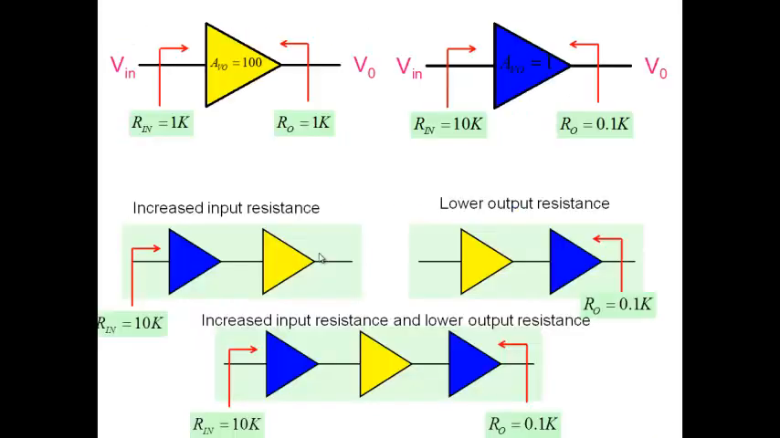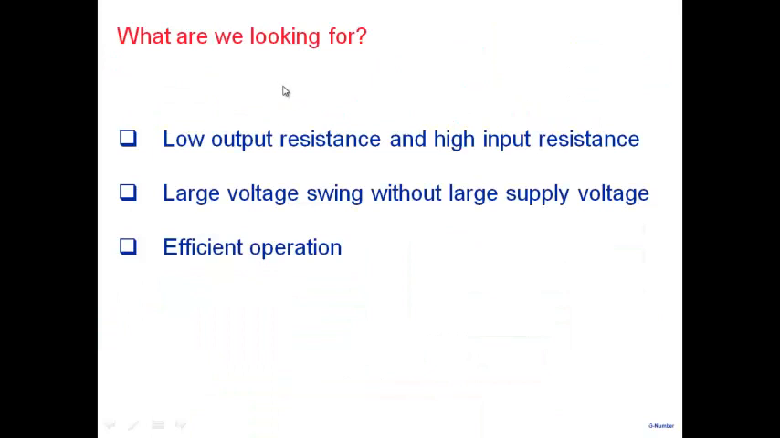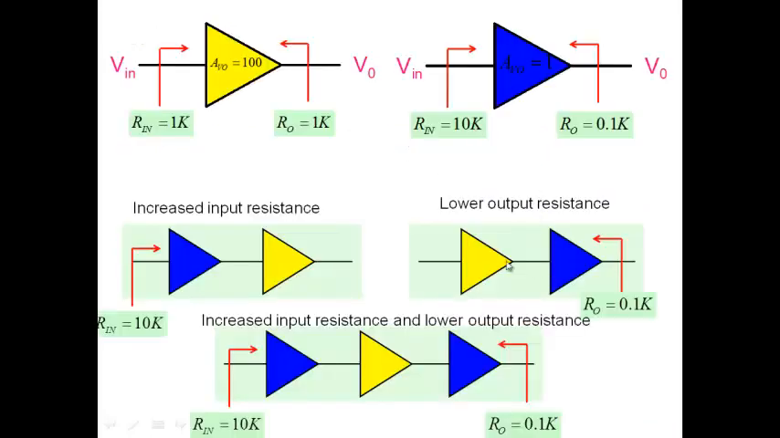All right. So we see that a stage like this is useful here. Even though its gain may be 1, its input resistance is high and output resistance is low. So we are looking for an amplifier which will give us this kind of characteristics, because we have just seen how useful such an amplifier can be. Okay. So what are we looking for? Low output resistance, high input resistance. The other thing that we are looking for is large voltage swing without requiring very large supply voltage, because remember, we are thinking of this particular stage to be used at the output, directly connected to the load.